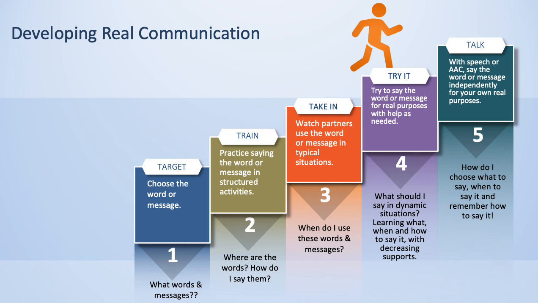Step 3 is all about the partner, modeling how the word or message is used in the real world. The point of this step is for the student to begin to understand when to use these words and messages and what it looks like when someone communicates using the method that they ultimately will be using themselves. This is exactly how infants and toddlers begin to learn to speak, by watching and experiencing their parents and the other adults around them communicating by talking to each other for real purposes.